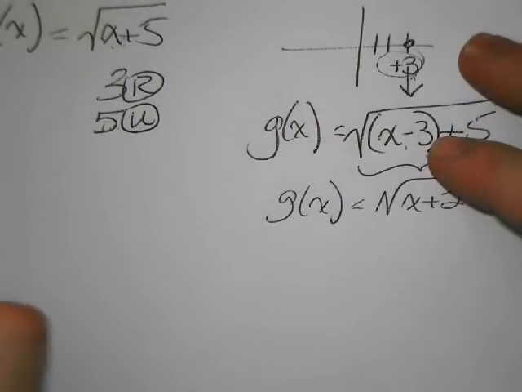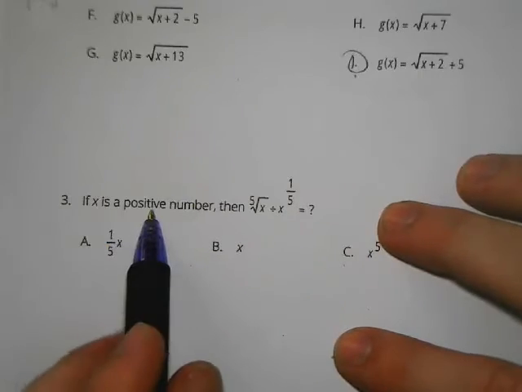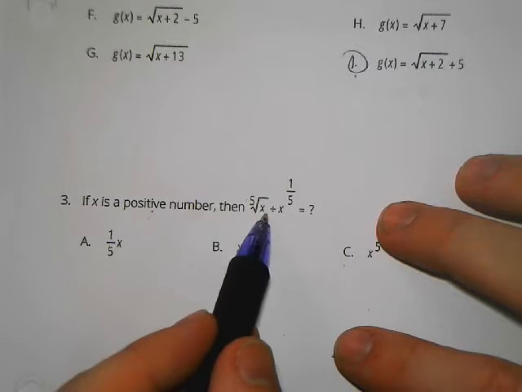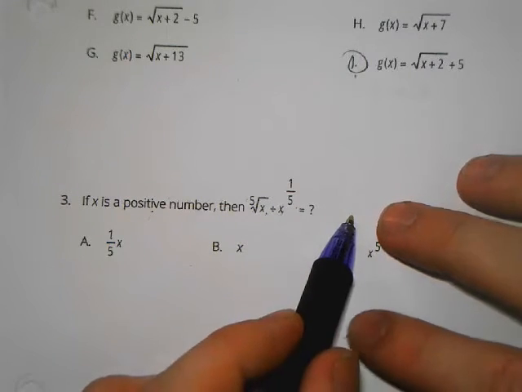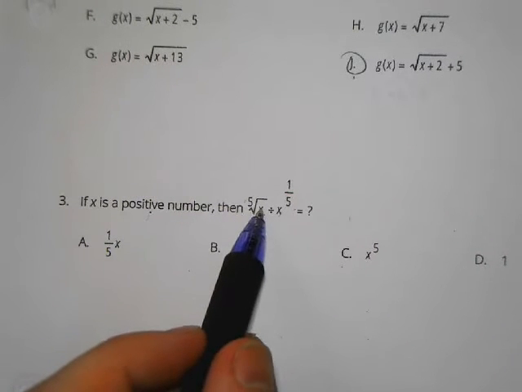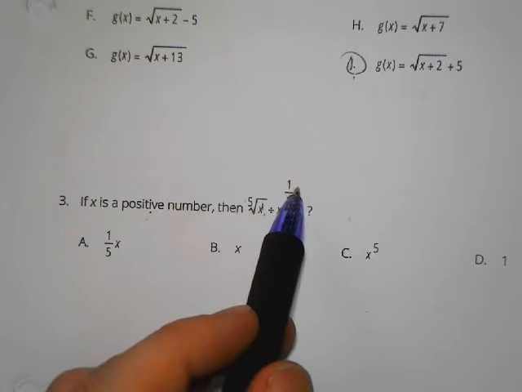Alright, on number 3, they say if x is a positive number, then the fifth root of x plus x to the 1/5 is what? Well, x is a positive number. Let's just call it 1 for now.